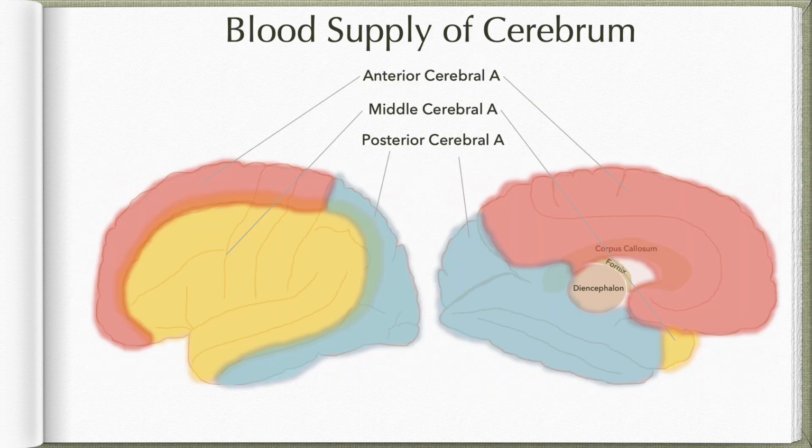Now, coming to the blood supply of the cerebrum, the three main arteries which supply blood to the cerebrum include the anterior cerebral artery, middle cerebral artery and the posterior cerebral artery. The area supplied by the anterior cerebral artery is shown in red color here. The area supplied by the middle cerebral artery is shown in yellow color here, and the area supplied by the posterior cerebral artery is shown in blue color here.